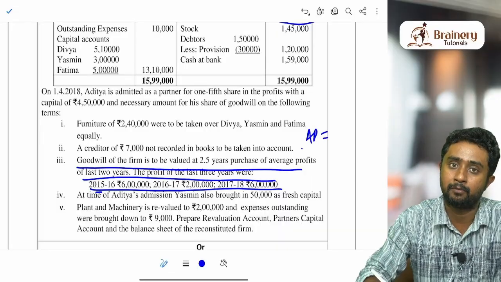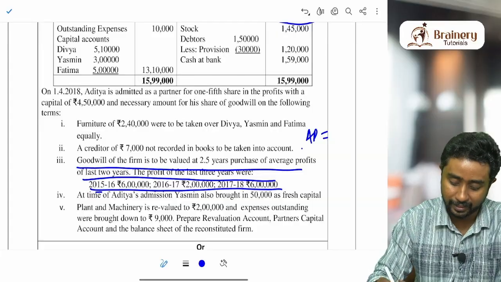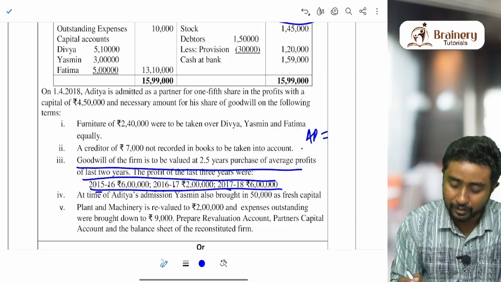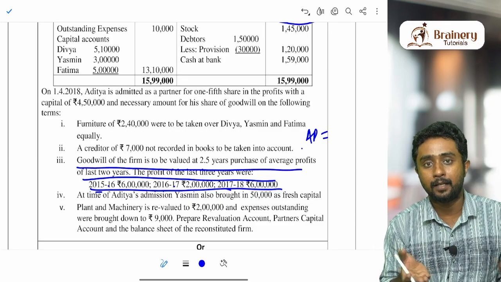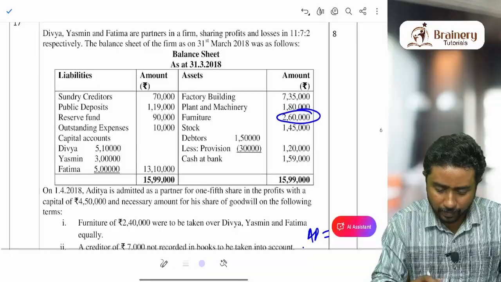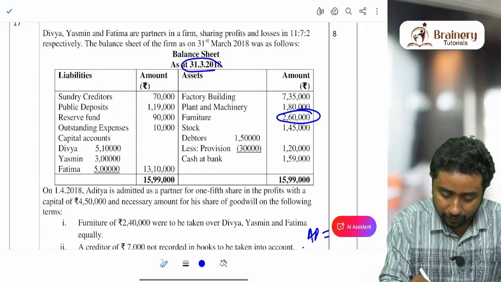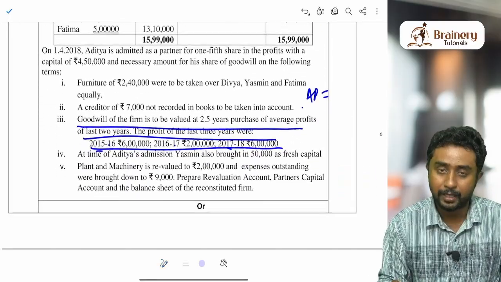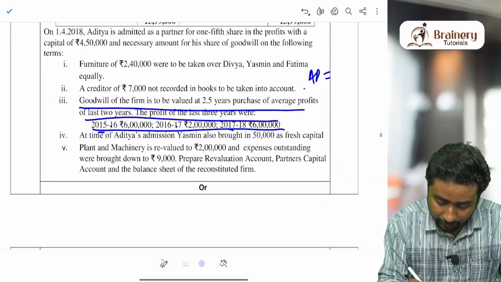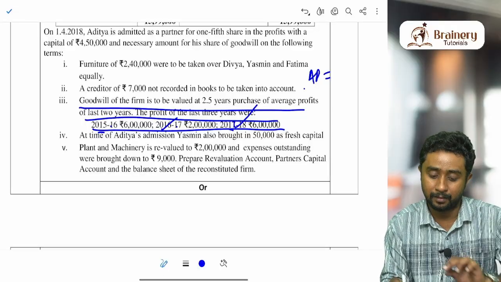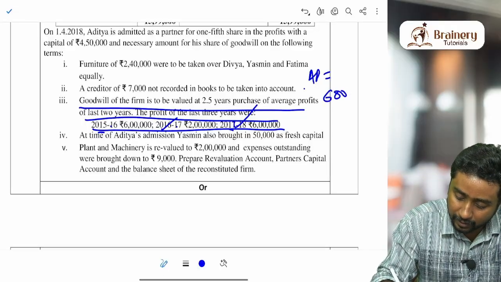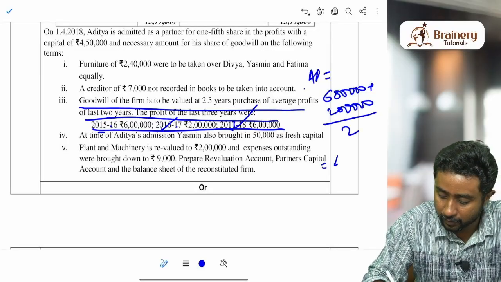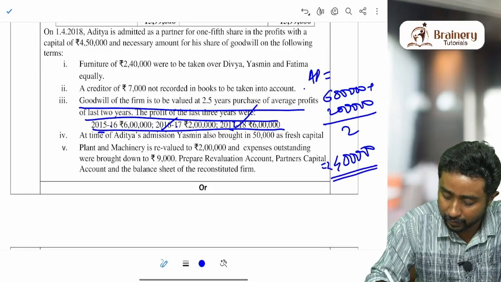You already studied the average profit method: total profit divided by number of years. Here, how many years' profit do we have to take? The last 2 years. How do we find out which are the last 2 years out of these 3 years? Take the latest 2 years. You can check the balance sheet date, which is 31/3/2018. So obviously 2018 is the latest year. So 2017-18 and the previous year 2016-17, these two values are the latest. So 6 lakhs plus 2 lakhs, all divided by 2. How much do you get? 4 lakhs. This 4 lakh is the average profit only.